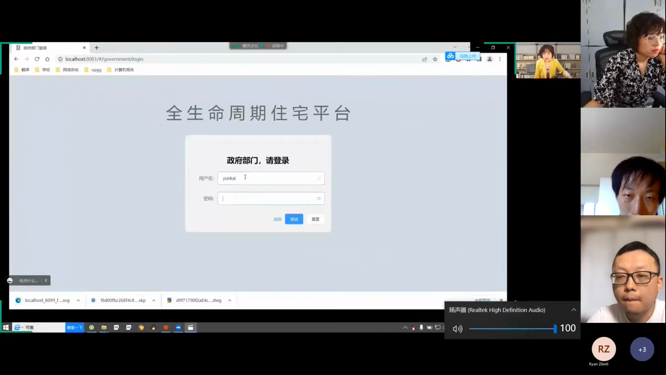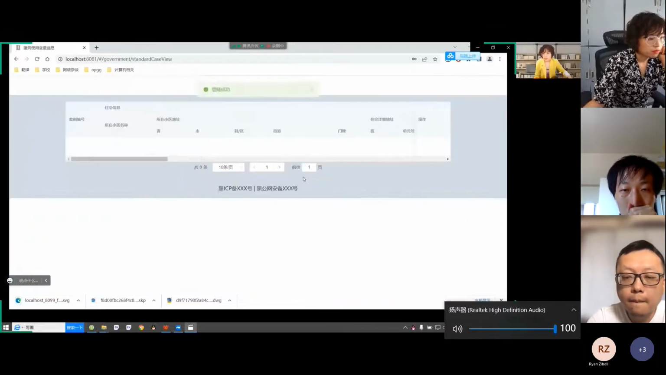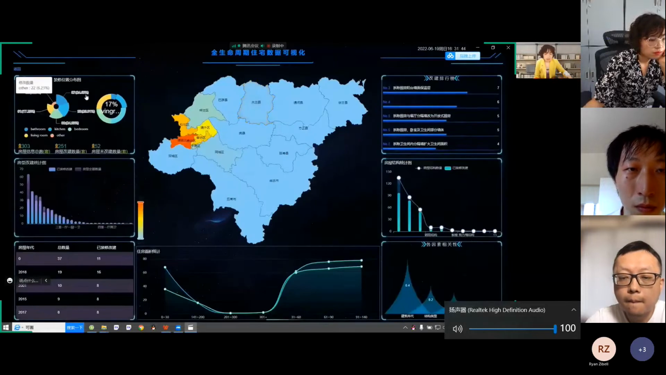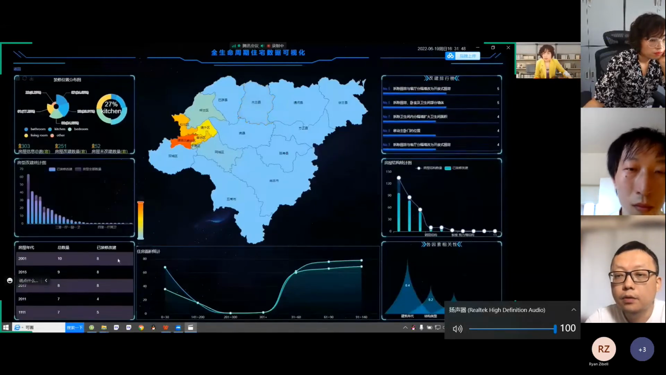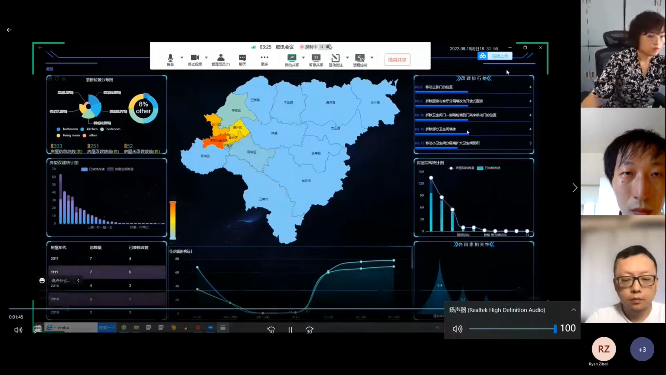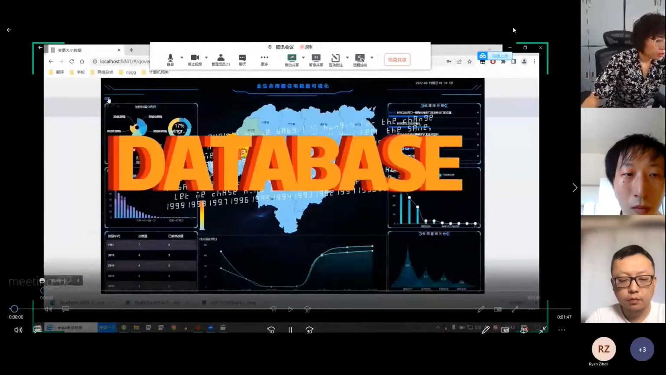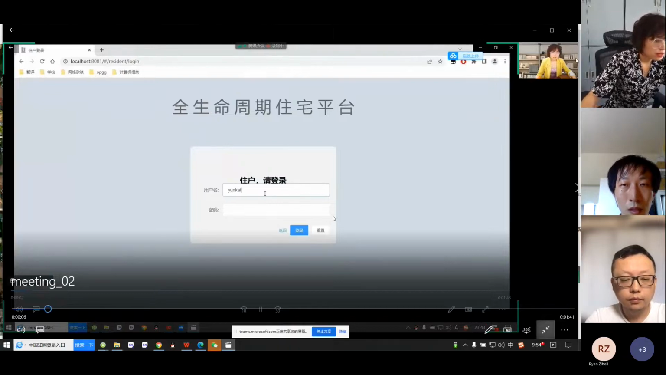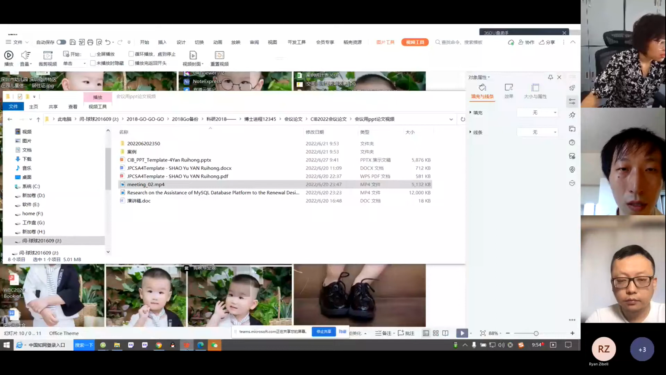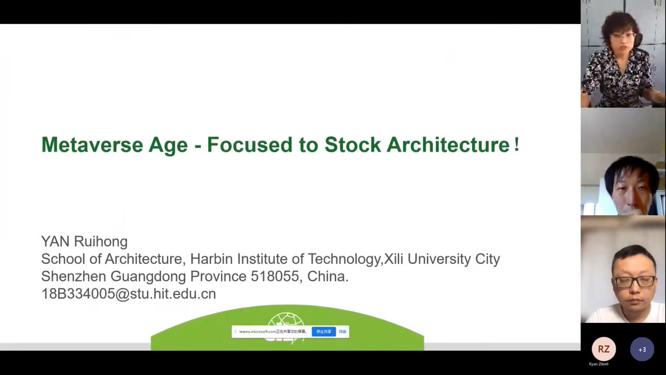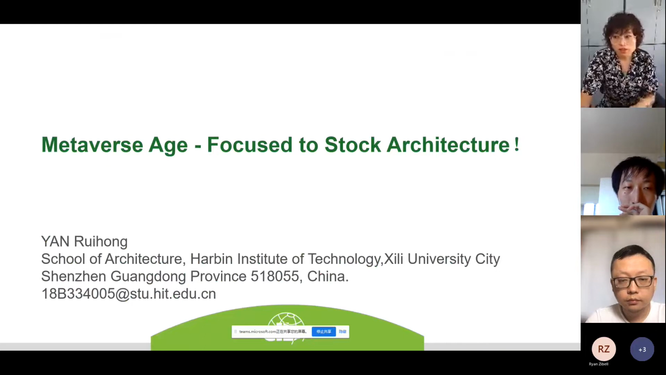At the same time, an information visualization analysis model is being developed. This enables us to gain a better understanding of individual building updates. This is just about the plan to come. And this is the end of my talk. If you have any questions and if you want to know more, you can send me an email and I will do my best to answer.